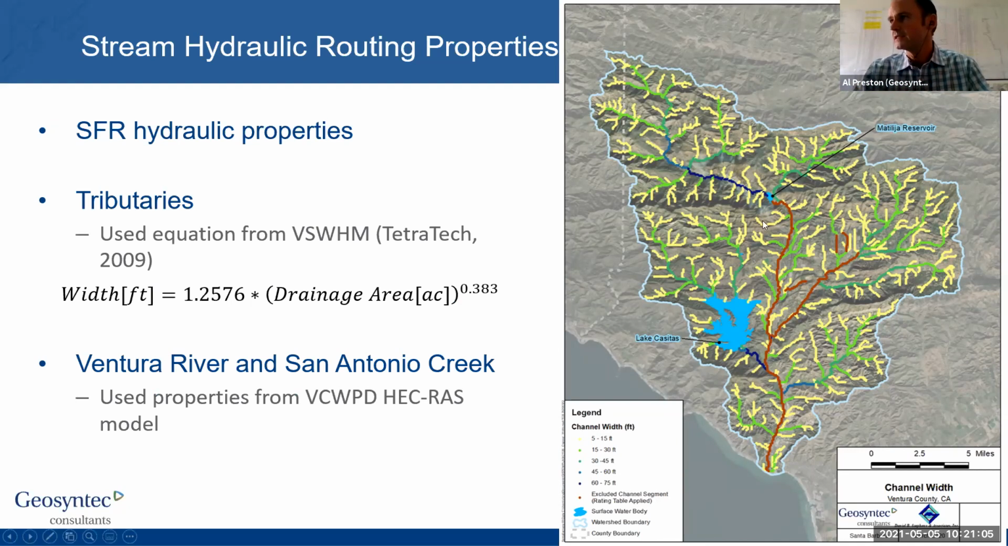So for the main stem Ventura, shown here in red, as well as the San Antonio, we actually got some HEC-RAS hydraulic models from the county water protection district, and we ran them at a bunch of different flow rates to quantify the stream width and stream depth as a function of flow rates, and that information went into the model. For the smaller tributaries, we used a regression developed as part of the Ventura surface water hydrology model. We used that up in the tributaries to define the channel width as a function of drainage area.